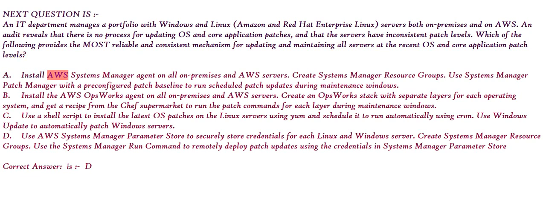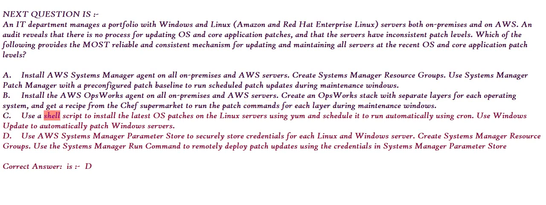A. Install AWS Systems Manager Agent on all on-premises and AWS servers. Create Systems Manager resource groups. Use Systems Manager Patch Manager with a pre-configured patch baseline to run scheduled patch updates during maintenance windows. B. Install the AWS OpsWorks agent on all on-premises and AWS servers. Create an OpsWorks stack with separate layers for each operating system, and get a recipe from the Chef Supermarket to run the patch commands for each layer during maintenance windows.